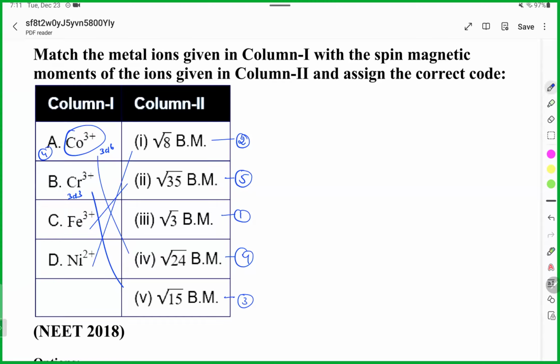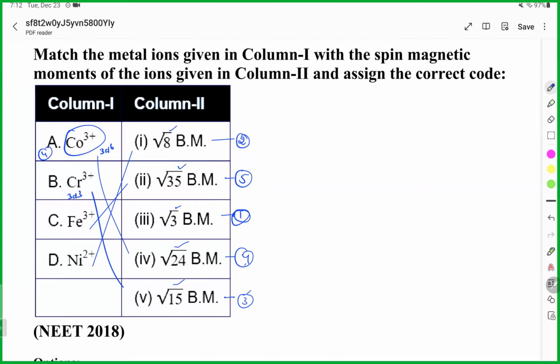Any doubt, guys? No, sir. That's why you need practice. Because having understanding of the subject is different, and the speed is different. Speed comes with practice. Like when you know for n value 2 it will be under root 8, for 5 it is 35, 3 will be there for 1 and 4, 24 and 3, 15. Then everything becomes easy. You can make it fast.